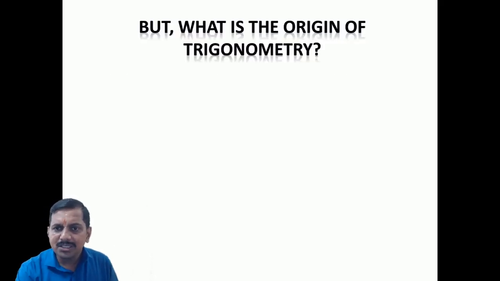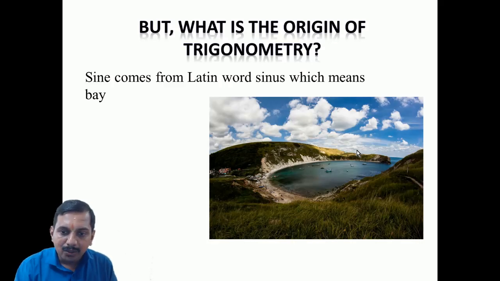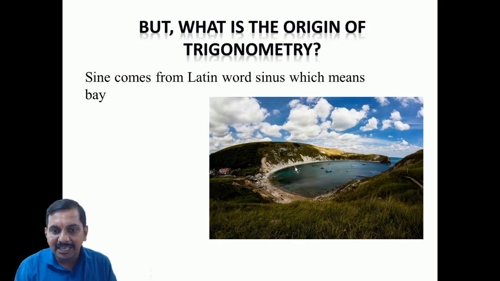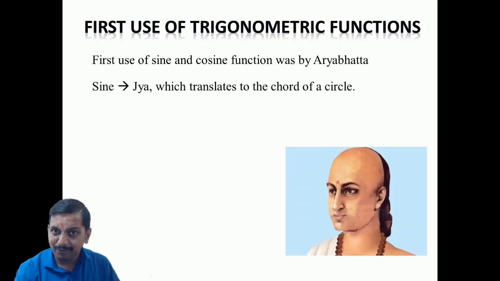Now, what is the origin of trigonometry? First of all, let us see sine. Sine comes from the Latin word sinus, which means bay. A bay is like you have land on three sides, and in between you have water. And you see this bay seems just like a circle. But when did the first use of trigonometry come? Actually, it comes from India, where the first use of sine and cosine function was done by Aryabhatta, who actually found out zero also. He used the word jya. Jya in Sanskrit means chord of a circle.